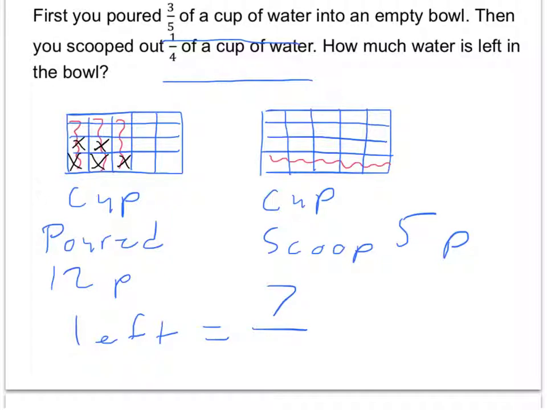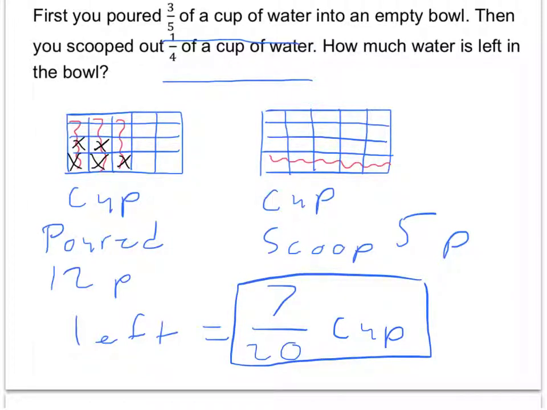Now how many pieces are in the whole? Well, we have 1, 2, 3, 4 rows and 1, 2, 3, 4, 5 columns. So we've got a total of 20 pieces in the whole. And so we've got left 7/20ths of a cup. So there's our answer. Right.